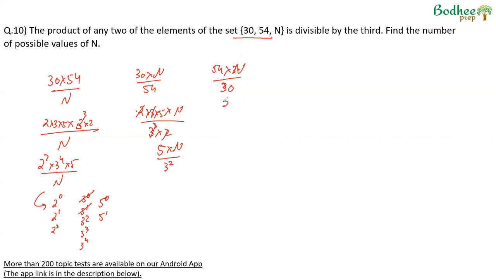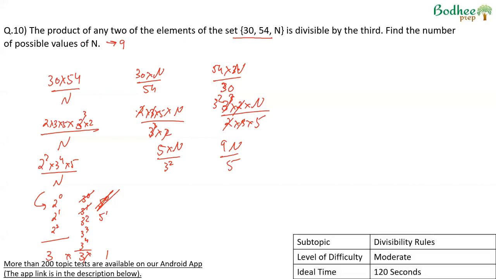In the second case, 27 is 3 cube into 2 into n, and 30 is 2 into 3 into 5. So 2 and 2 cancel, 3 squared, 5. So we get 9n by 5. Clearly, for this to be an integer, n has to have the power of 5 as 1. So this case also goes away. So when we are writing n, we have 3 possibilities for the power of 2, 3 possibilities for the power of 3, and 1 possibility for the power of 5. So the number of possible values for n is 9.